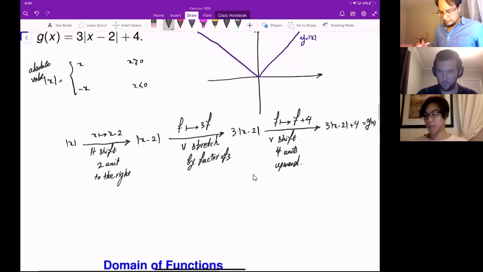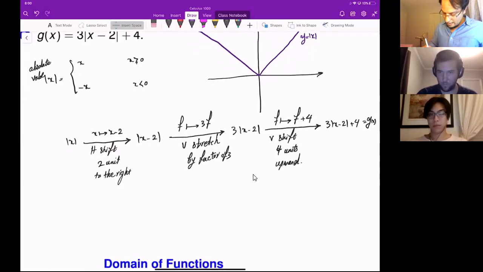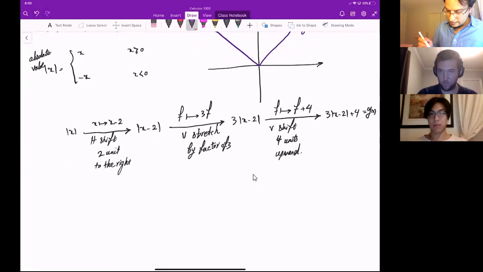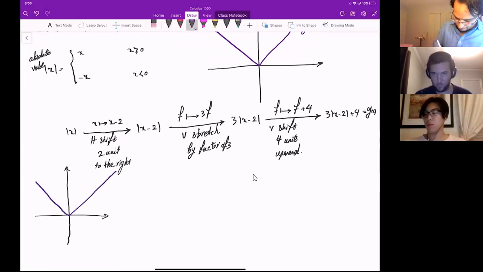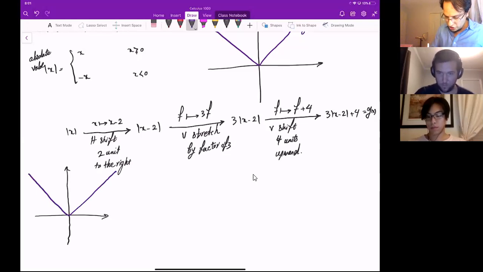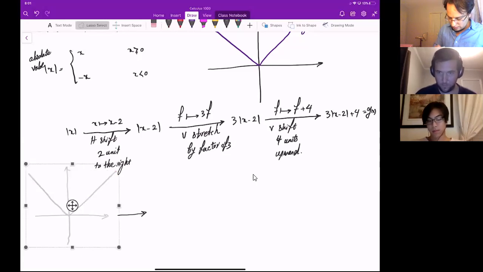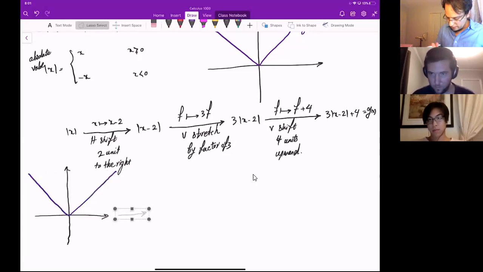Now that we know all these things, we can go ahead and change the graph one by one. So for example, here, the graph, we know that it started with this thing. Now we are shifting that to the right. So I will copy this and then paste it here.